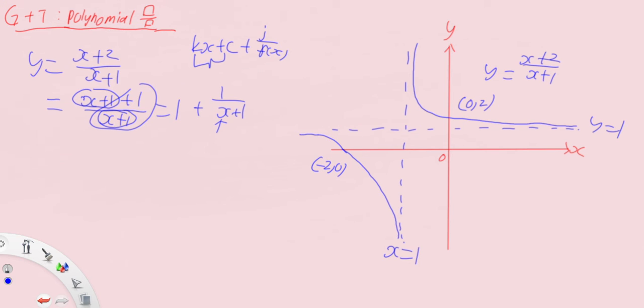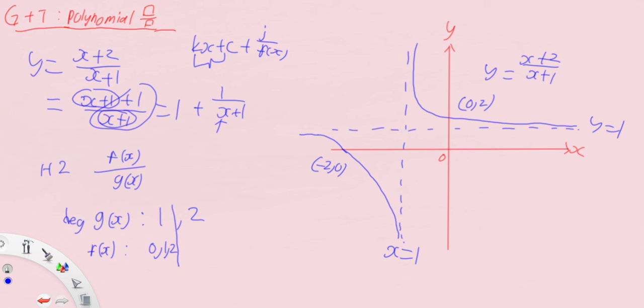But just before we end this video, I'd like to say that in the H2 Math syllabus, we have f(x) over g(x), right? Now, the degree of g(x) is either 1 or 2, all right? And correspondingly, f(x) will then either have degree 0, 1, or 2 for the linear case. Otherwise, for the quadratic, it will be 0, 1, 2, or 3, all right? So this would be the general idea for our H2 Math that you see in terms of algebraic fractions.